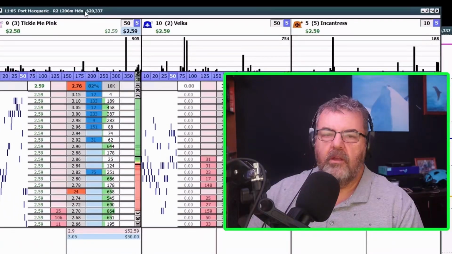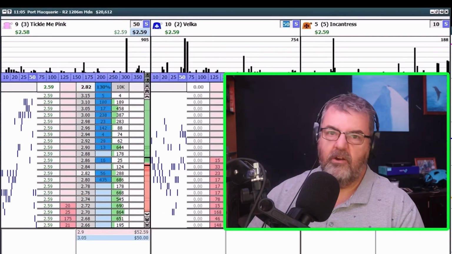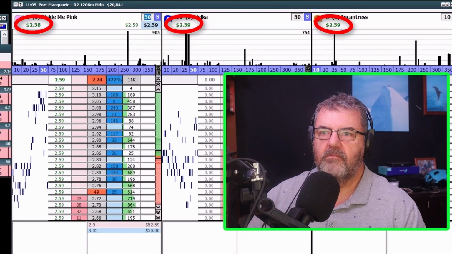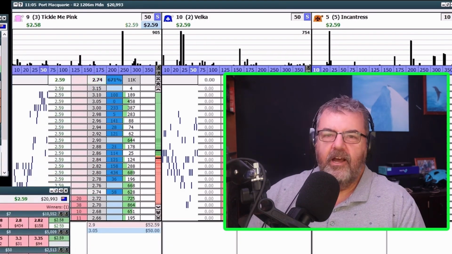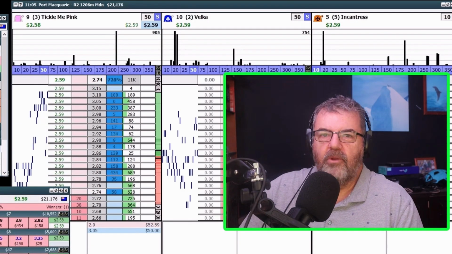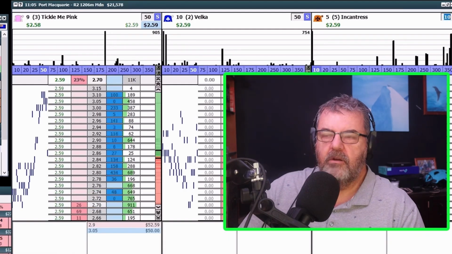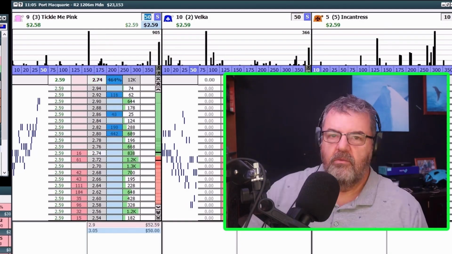So this is what they call a greened up strategy or a greened up position. Literally, I'm greened up because I'm green. I can't explain it any easier than that. Bottom line is, regardless of which horse wins this race, I'm getting paid $2.58. And why is that? Well, it's simple.